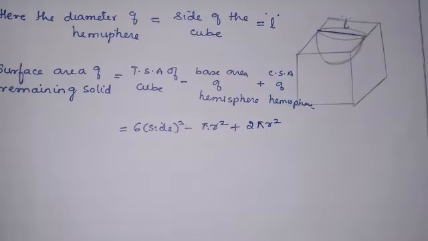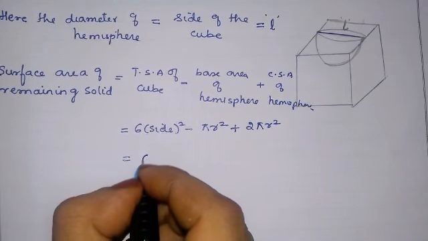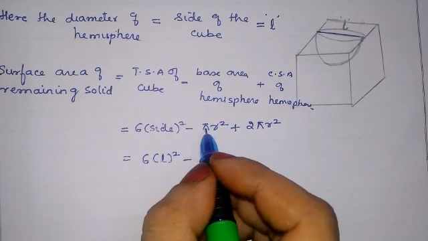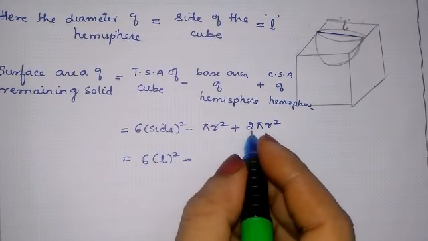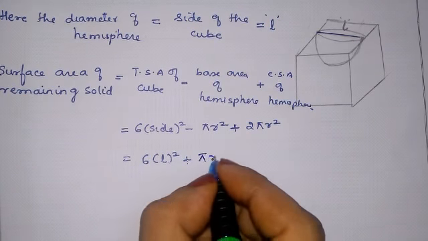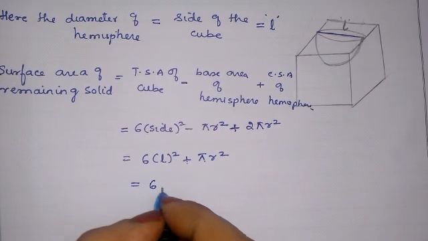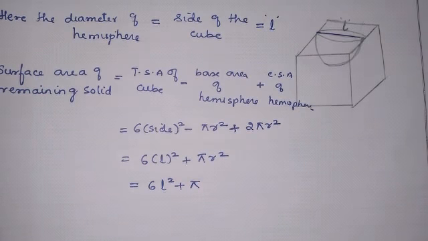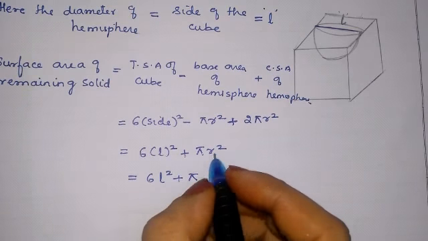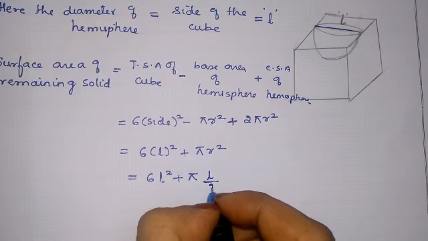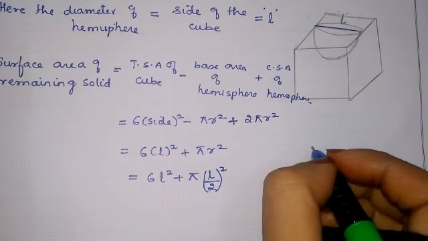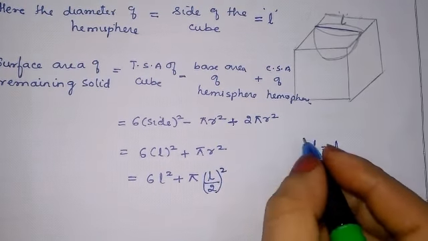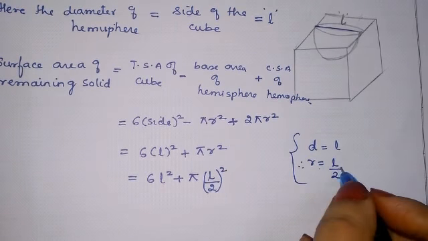Now 6 side square, side is L, minus pi r square plus 2 pi r square. If we remove pi r square, but the greater sign is plus, so plus pi r square is left. 6L square plus pi r square, let us keep pi as it is. According to the textbook answer we should keep pi as it is. R is L by 2, because if the diameter is L, the radius is half of the diameter. So if the diameter is L, the radius will be L by 2.